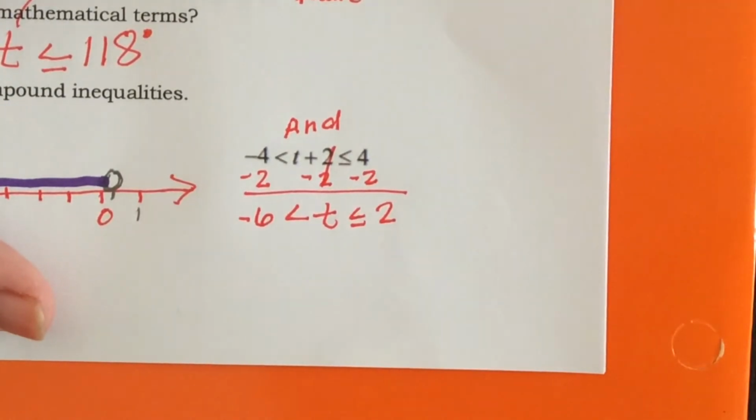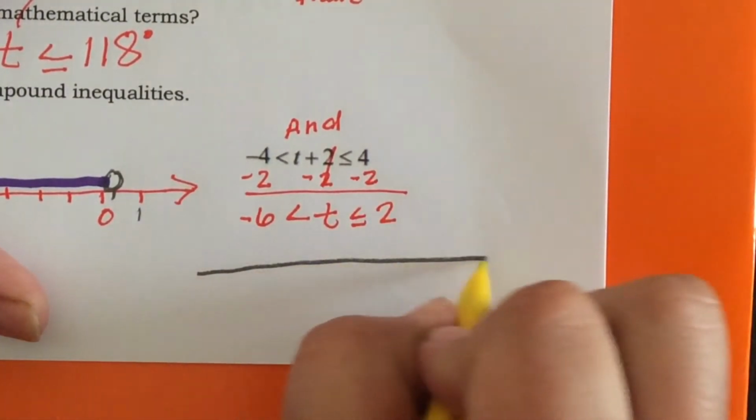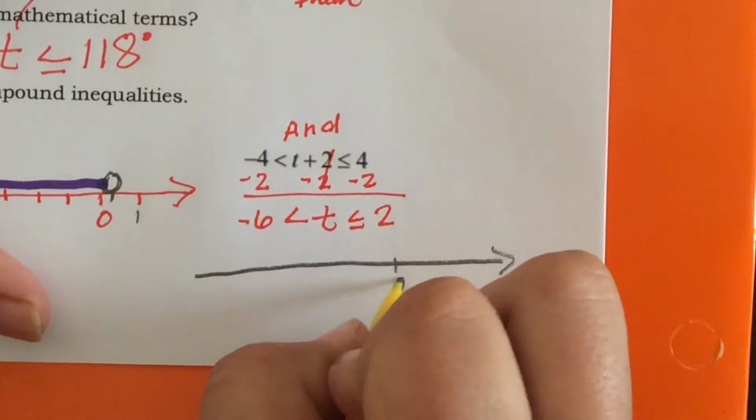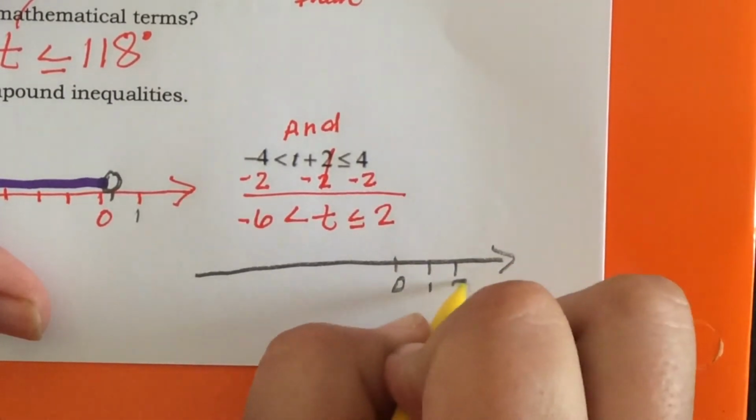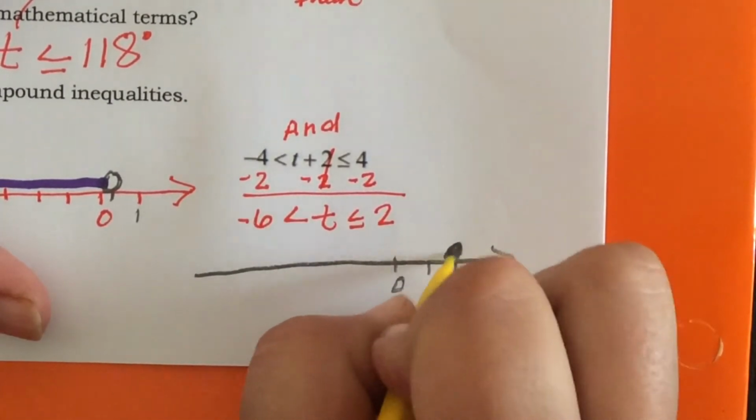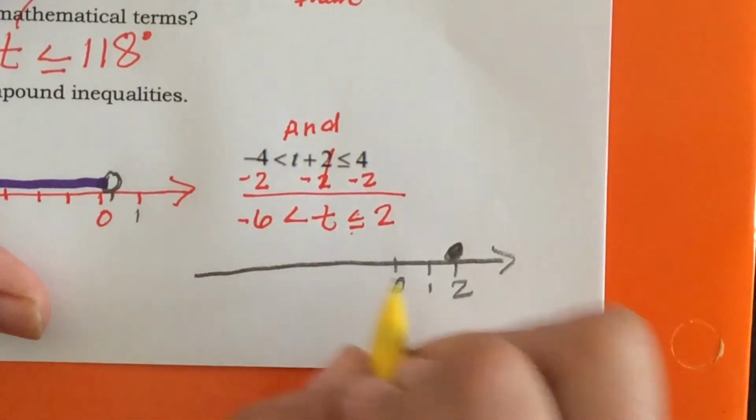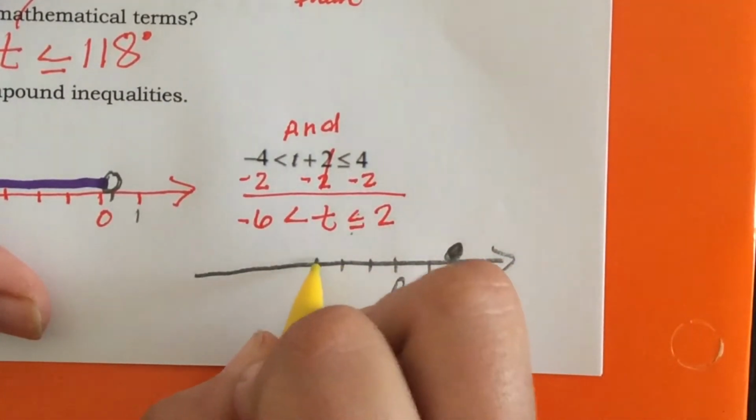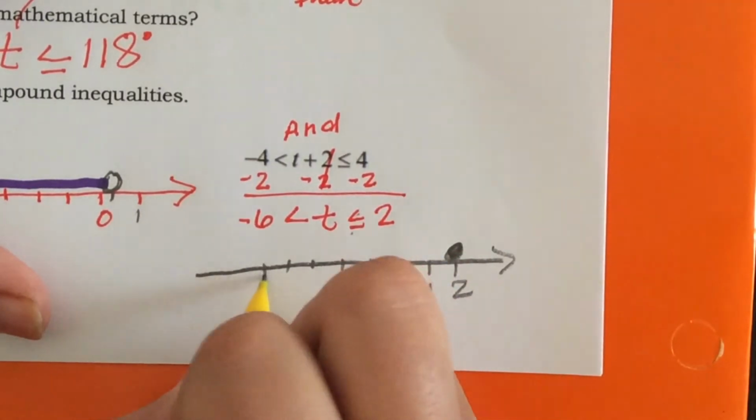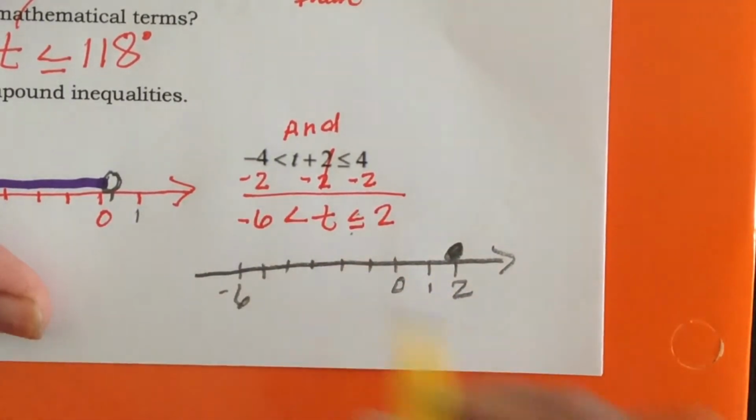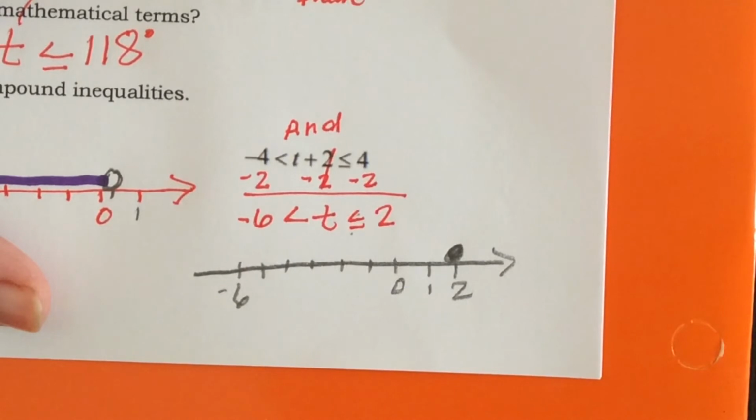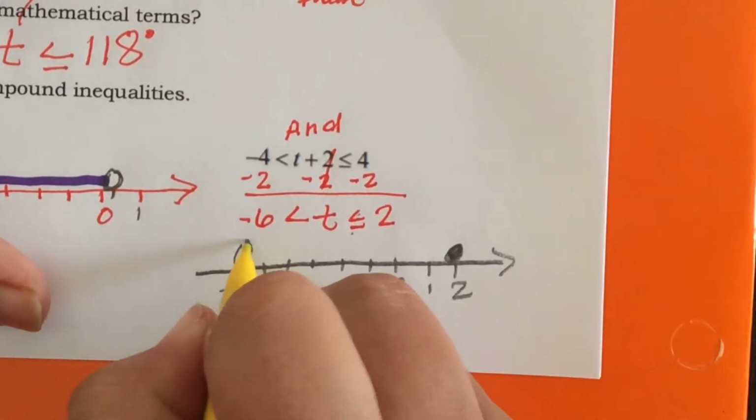We're going to do the number line here. Okay, so we have 0, 1, 2. This is a filled in circle on 2 because it's less than or equal to. And then we're going to go all the way to -6. So -1, -2, -3, -4, -5, -6. I could have gone by 2's as well. And this one is an open circle.